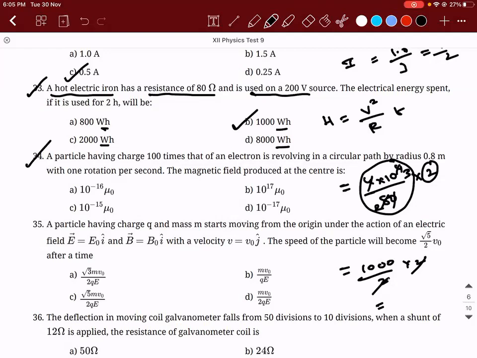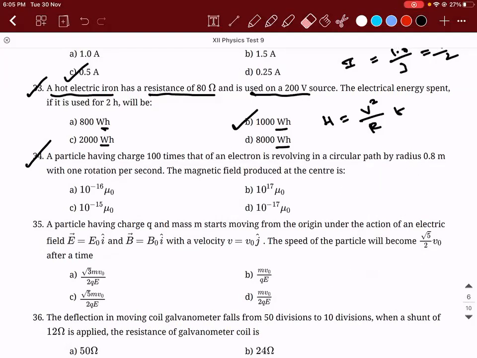34. There is a particle that has a charge 100 times that of an electron, which is revolving in a circular path of radius 0.8 meter with 1 rotation per second. The magnetic field produced at the center is... R is equal to MV by QB, is this what you're trying to say?